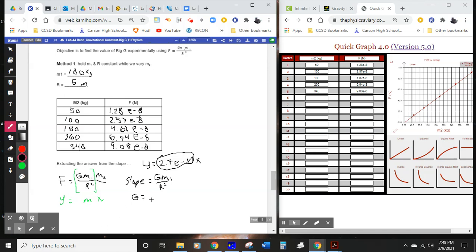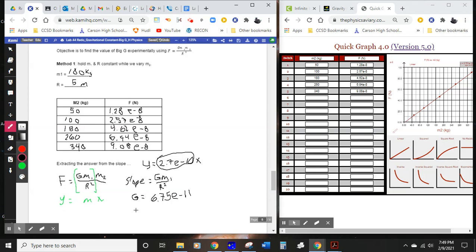All right, so I hit pause. When I solved for big G, I got 6.75 e to the minus 11. So this was our experimental G.